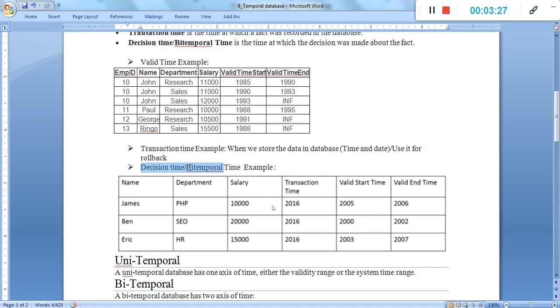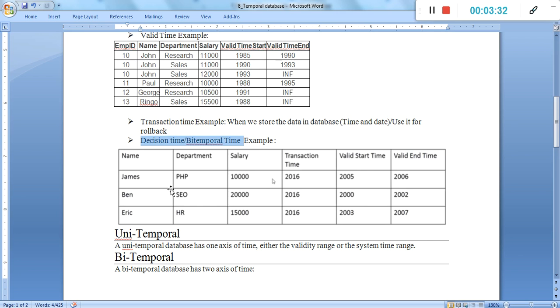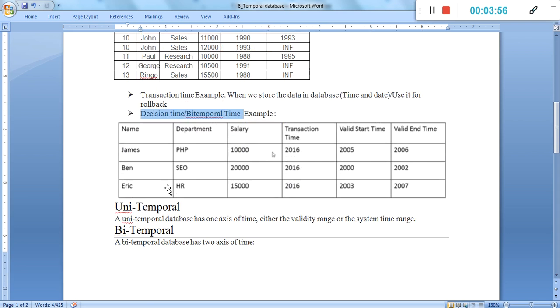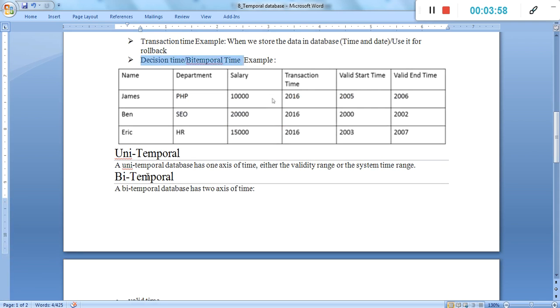Decision time, or bitemporal time, is when the table contains both types of time, the transaction time and the valid time. The table contains the transaction time when we stored the record, and the record is valid from a start time to an end time. This table we can say has decision time, or it may be bitemporal. With the help of all this record information, we can take a decision on it. This is a scenario related to a bitemporal database.